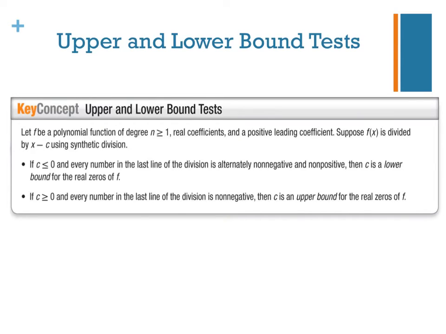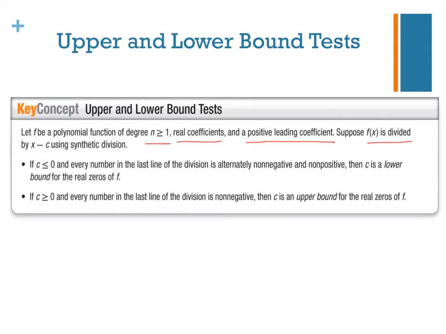Now it says, let f be a polynomial function of degree n greater than or equal to 1. So linear, quadratic, cubic. Linear has a degree of 1. Quadratic has a degree of 2 or an n value of 2. Cubic would have an n value or degree value of 3, etc. Then degree of 4 is a quartic function. Our coefficients, the numbers in front of our variables, have to be real, and it has to have a positive leading coefficient.